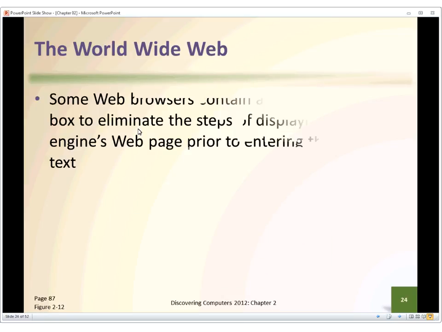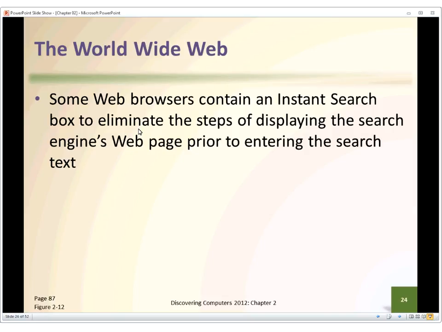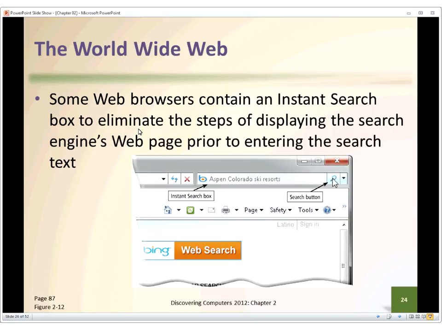Some browsers have an instant search box you can use. Google does this. It's on every web page, so you can quickly make a search that's on a toolbar rather than going to the web browsers or the search engine's homepage.